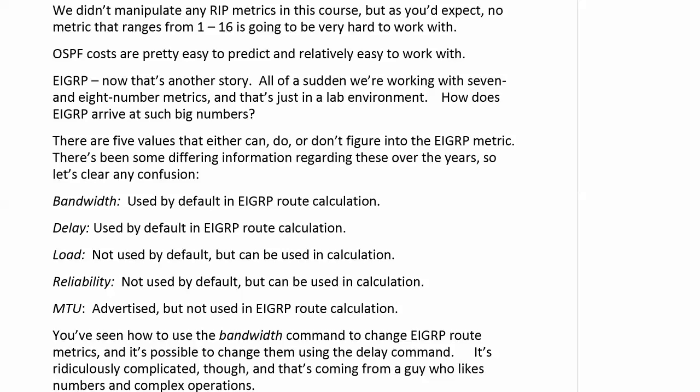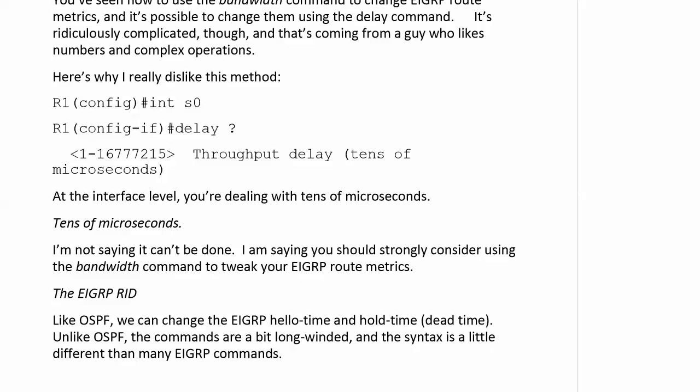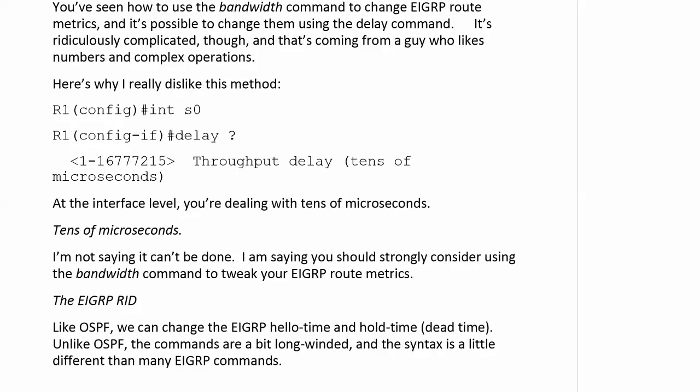Even I don't like to use the delay metric for EIGRP to try to tweak a route metric. And here's why. I've got it on the board here, actually, so I'll just leave it here. Literally, with delay, you are dealing with tens of microseconds. Even better, when you go to show ip protocols to verify it, or another show ip eigrp command, then it's talking about just microseconds. Now, I know you can do the math with tens and such, but you're dealing with tens of microseconds. Do you really want to just keep changing the delay value until you get what you want?